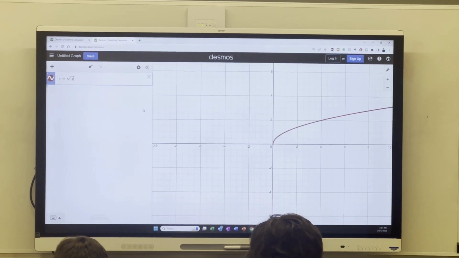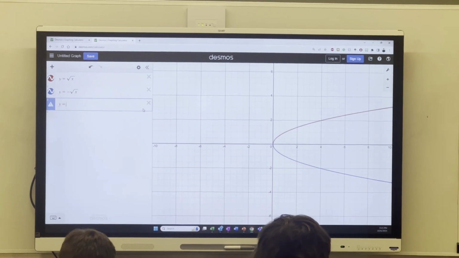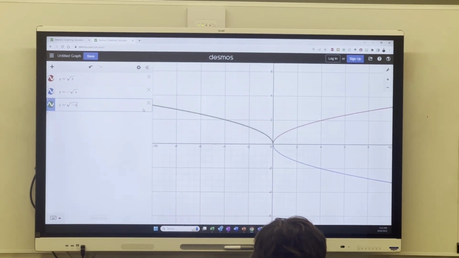Let's just do this since we only have 5 minutes left. And then if I go y equals negative square root x, well, what happens? It does the upside down. Yeah. If I do y equals square root of negative x, what happens? It goes the other way. It goes the other way, right? Yeah. If you do, can you go erase the green one?